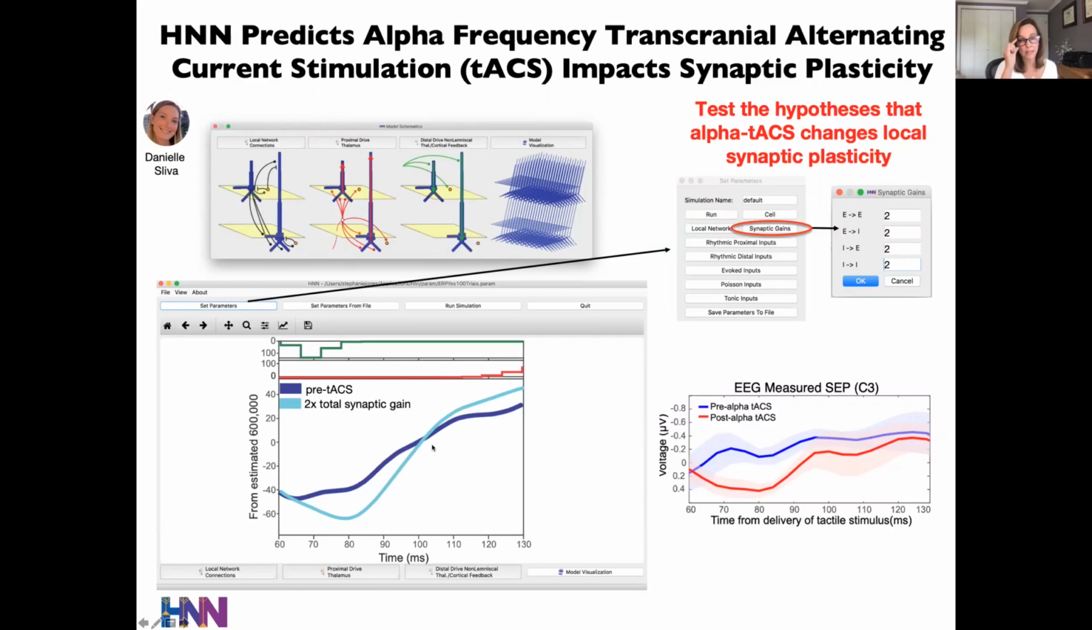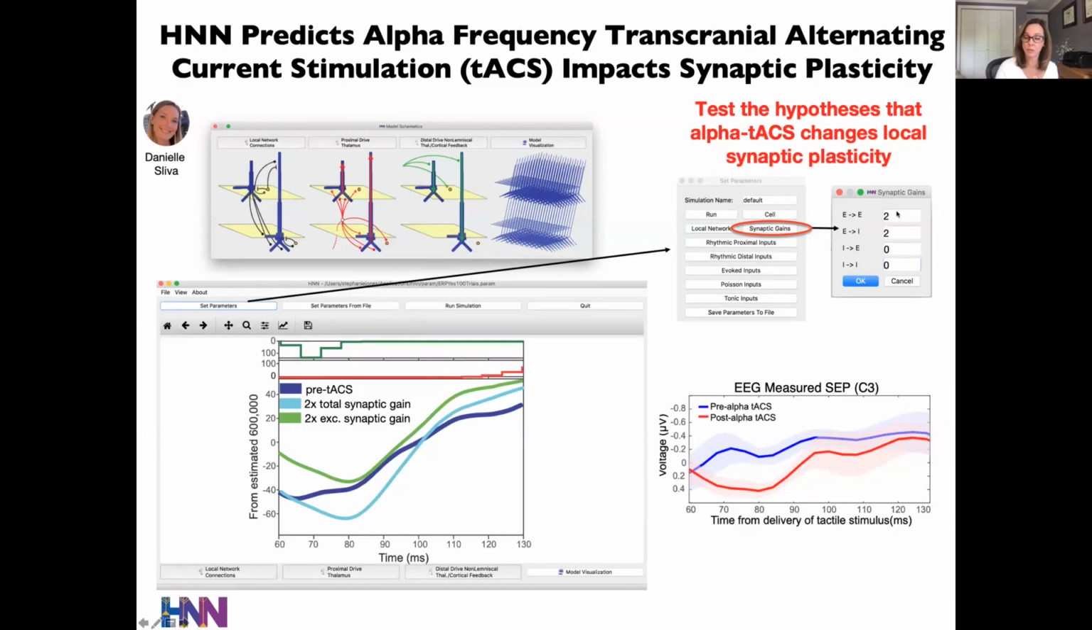But next we wanted to see, maybe it's not all of the synapses. Perhaps it's only the excitatory synapses or only the inhibitory synapses. And so we went in next and we checked, well, what if we change only the excitatory synapses and increase the strength of those twofold? And what we found was, in fact, this went in the opposite direction. And we got a higher amplitude response, and it didn't match our data.